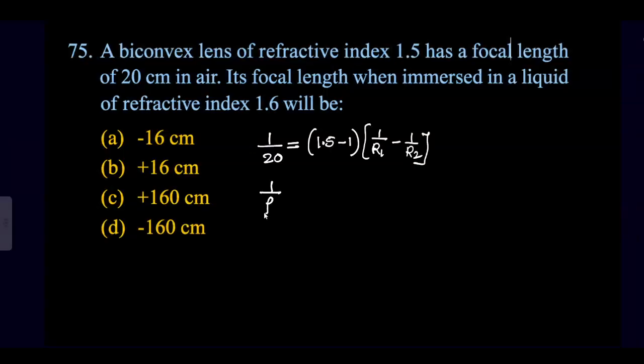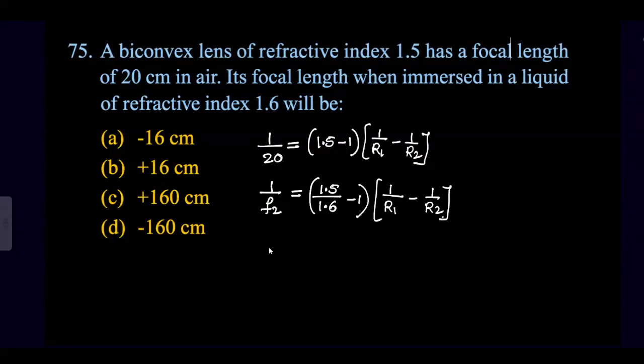Second case, 1 by F2 equal to, now they are immersed in some other liquid. Liquid refractive index is given as 1.6. (1.5 by 1.6 minus 1) into (1 by R1 minus 1 by R2).